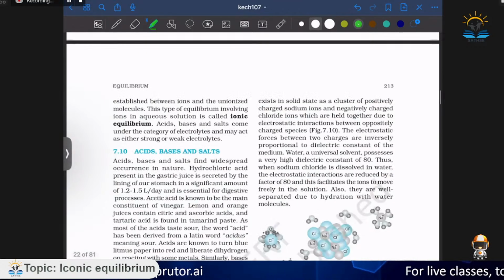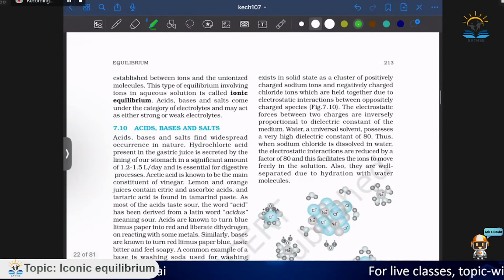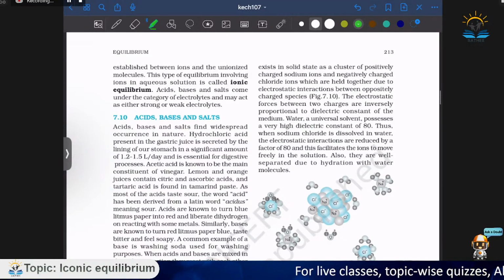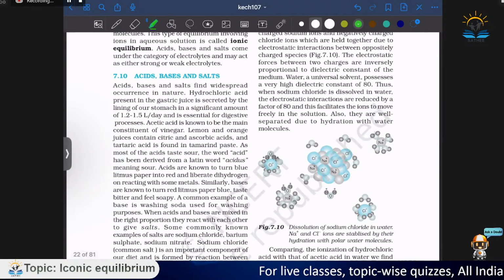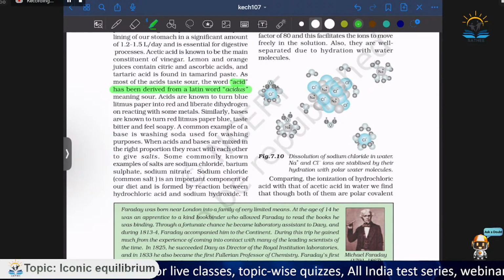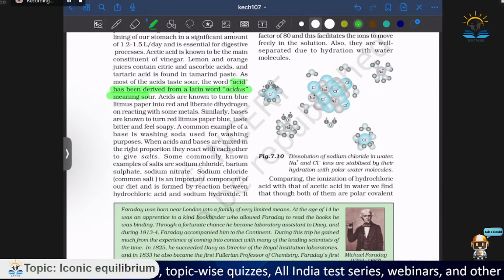So we will start with basics: acids, bases, and salts. Okay. So what are acids? What are bases? What are salts? Acids are sour substances. Acid has been derived from the Latin word acidus, which means sour, and they turn blue litmus to red. Okay, first thing, and they liberate dihydrogen on reacting with some metals.